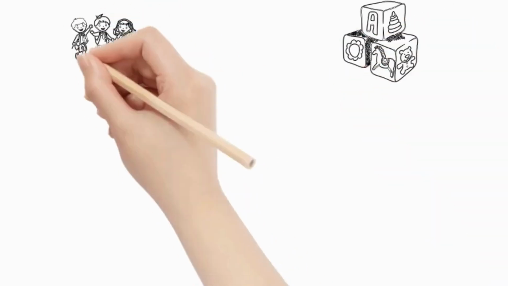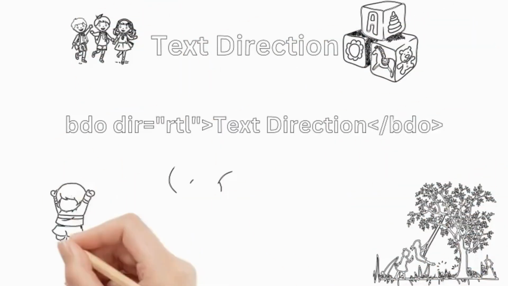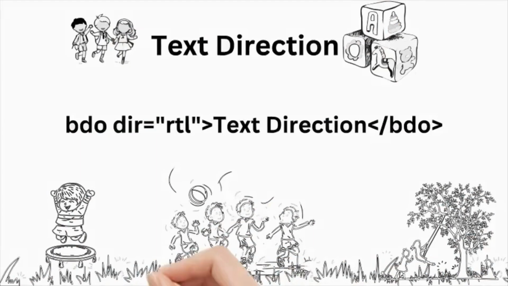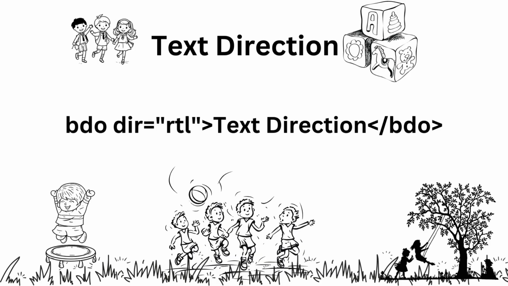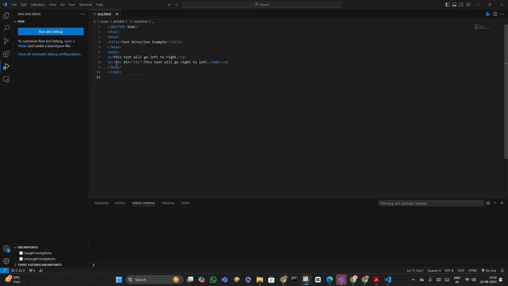The BDO element, which stands for bidirectional override, is used to change the direction of text. This can be particularly useful for languages that are read right to left. Let's look at an example. This will produce this text will go left to right and this text will go right to left. The BDO element effectively reverses the text direction.